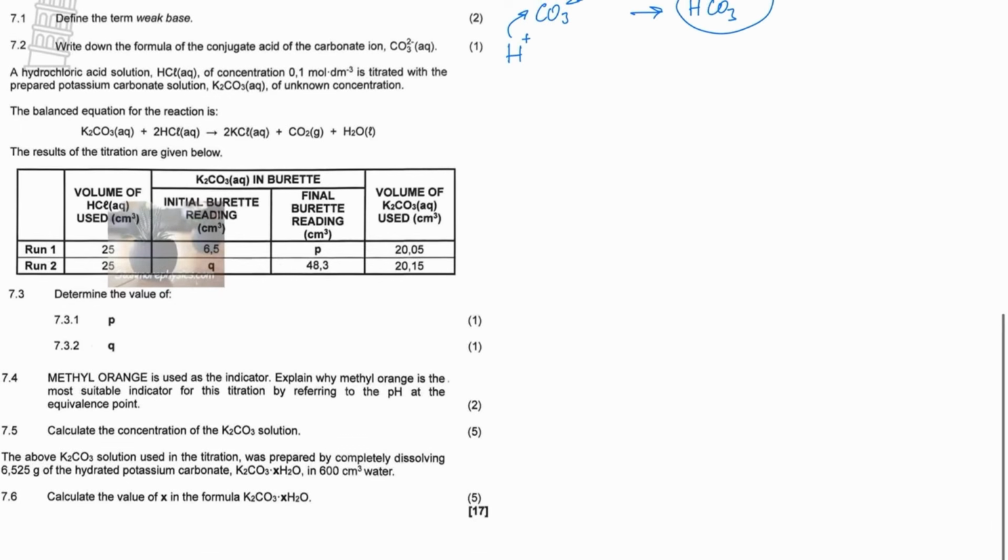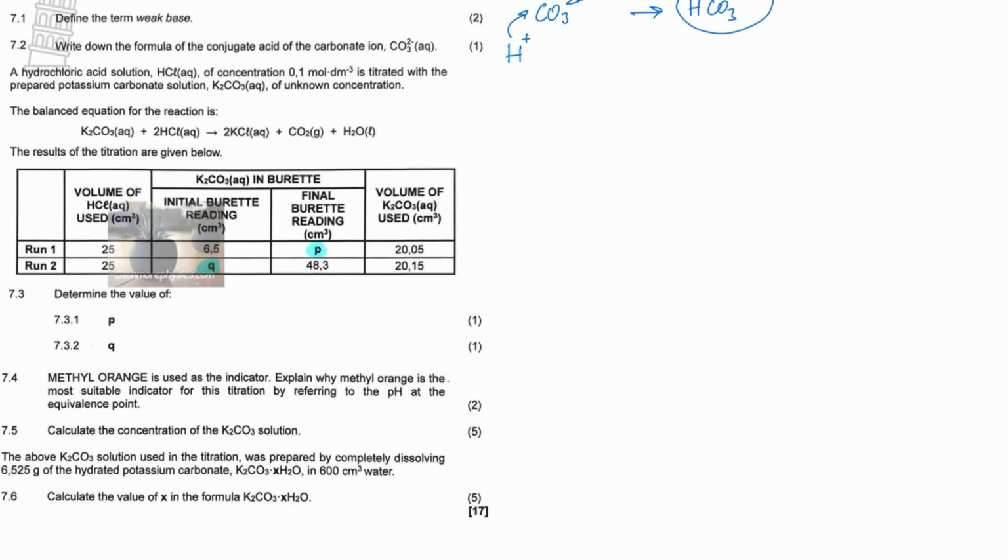Moving on, a hydrochloric acid solution, HCl, of concentration 0.1 moles per dm cubed is titrated with the prepared potassium carbonate solution of unknown concentration. The balanced equation of the reaction is K2CO3 plus 2HCl gives you 2KCl plus CO2 plus H2O. The results of the titration are given below. So 7.3 says determine the value of P and Q. So that's this value here and this value here.